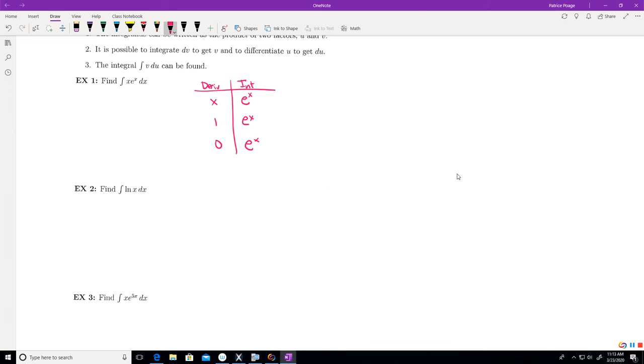We're doing easy, medium, hard here. This is our easy problem. You then come in here and you say plus, minus, plus, and you draw diagonals. This is going to equal, reading our diagonals, a positive x times e to the x minus 1 times e to the x. And then don't forget your plus c. And that's it.